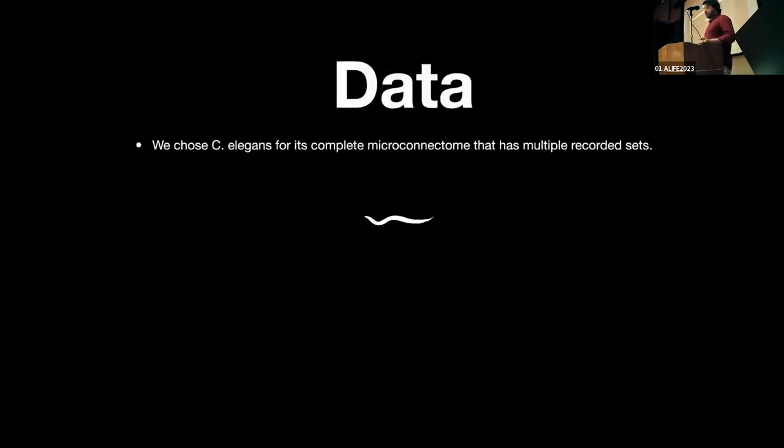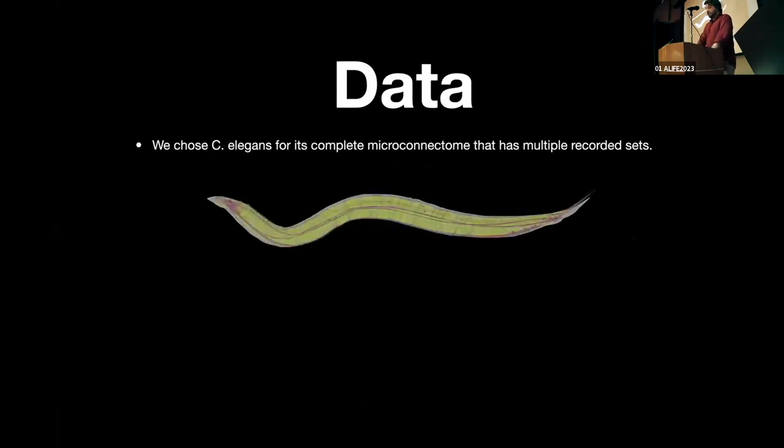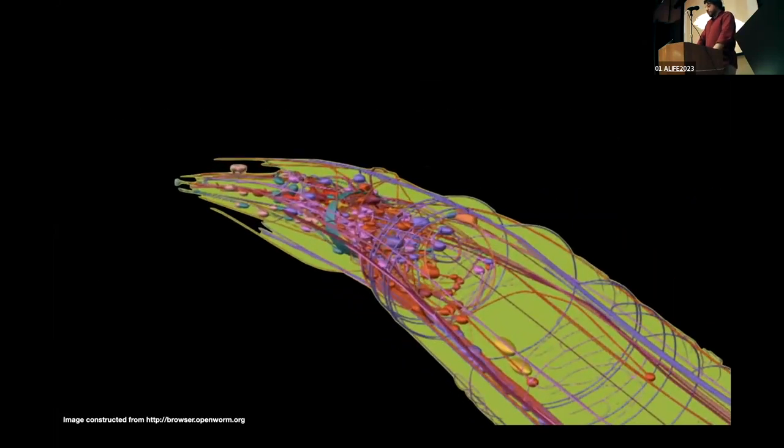Zooming in on the data, some of you might be asking, why did we choose C. elegans? Well, we chose it because it has multiple complete microconnectomes that have been reported throughout multiple different papers. So it makes it easy for analysis. Zooming in here, here is the complete microconnectome. This one's from White et al. in 1986. And if we zoom in even further, we'll look at the frontal ganglia. This is the area that we'll be looking at today.